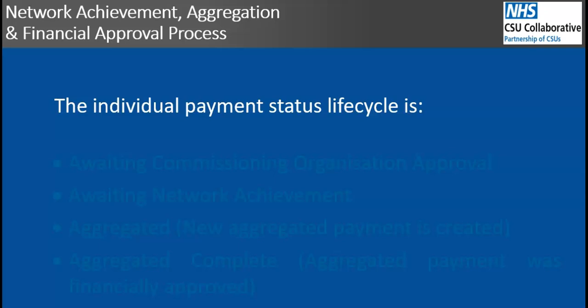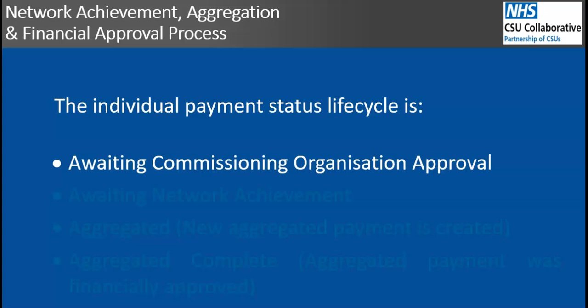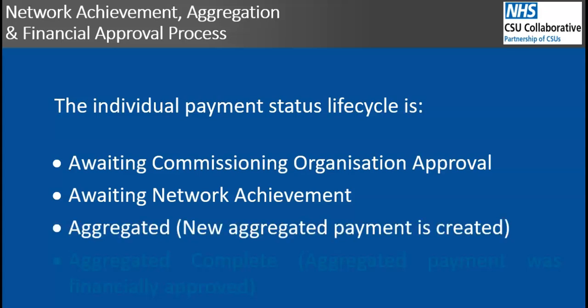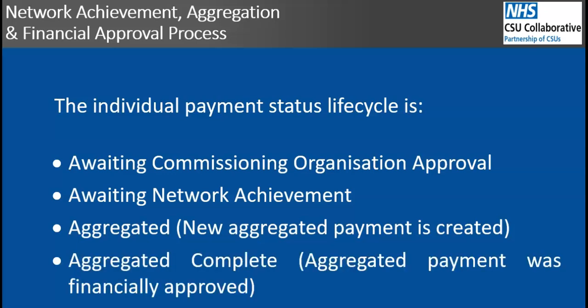The individual payment status life cycle is awaiting commissioning organisation approval, awaiting network achievement, aggregated, where a new aggregated payment is created, and aggregated complete. An aggregated payment was financially approved.